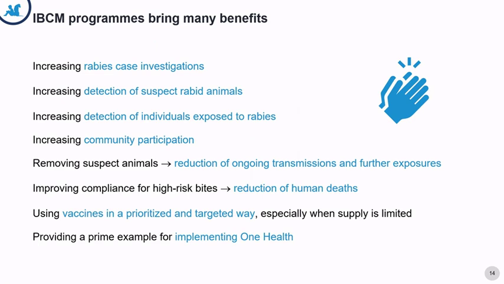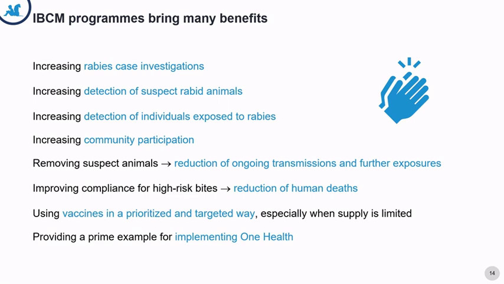IBCM programs can have numerous benefits, which we will briefly discuss here. First, IBCM is a form of targeted public health surveillance. IBCM is typically a passive surveillance system. It is called passive because as a rabies case investigator, you are waiting for suspect rabid animals and bite victims to reach out to you. Once you are aware of these events, you go out and investigate.